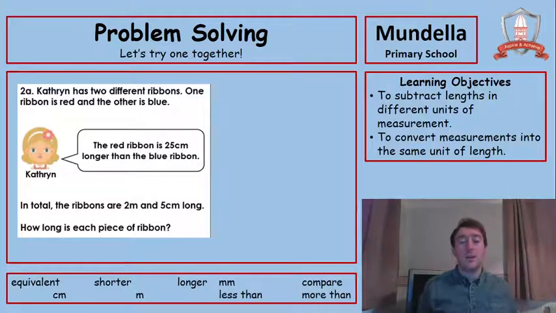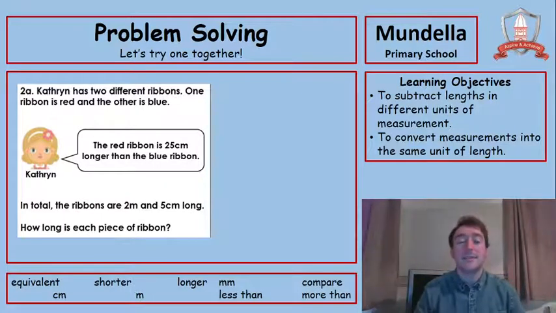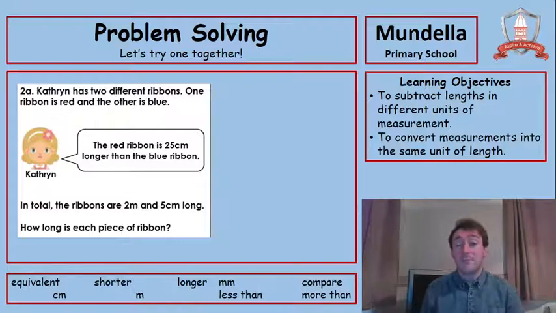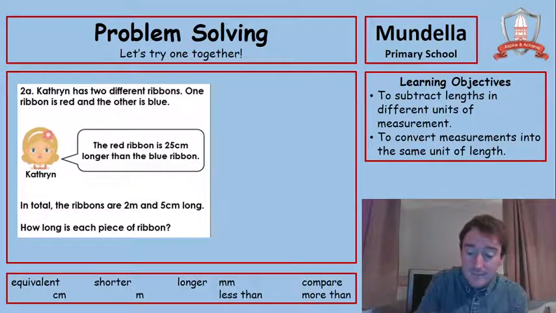Well, I'll tell you what I'm going to do. First of all, I'm going to convert that 2 metres and 5 centimetres into centimetres, okay? So we're dealing with the same measurement. It'd be easier that way. So I know that 2 metres and 5 centimetres is 205 centimetres. So let's have a look at what I did.